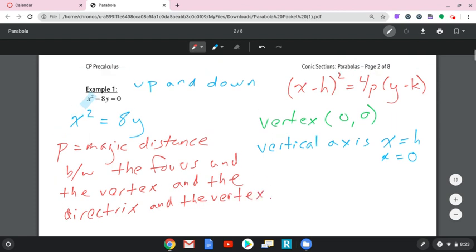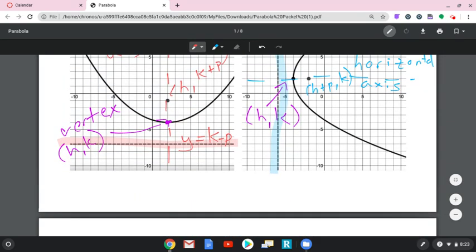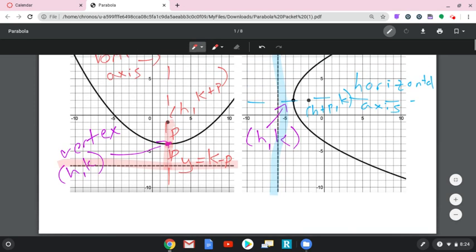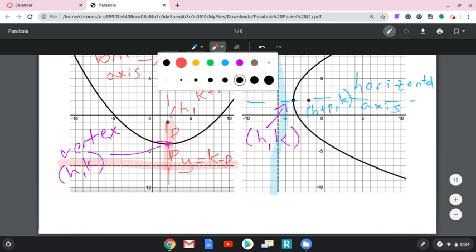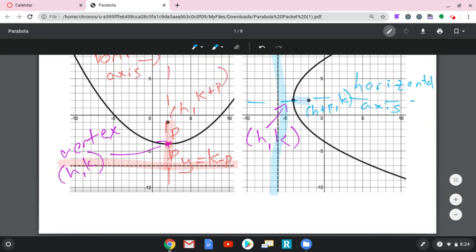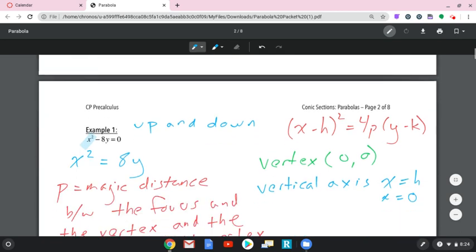So when I go up, if I want to go back up here, this distance here would be the length of P. This down here would also be the length of P. Same here. If I looked over my other side, just for my side to side, this here would be P. And the distance between here and here would also be P. The directrix and the vertex and the focus. So that's my magic distance.